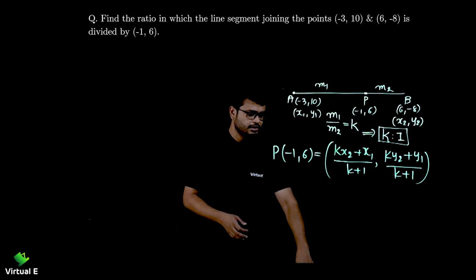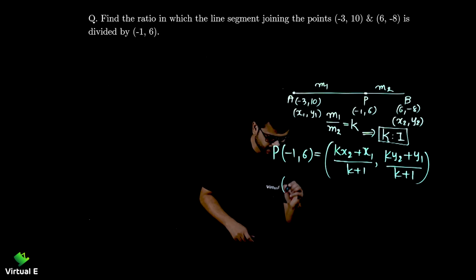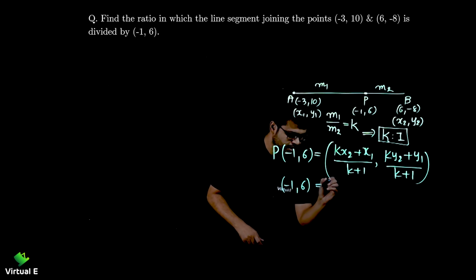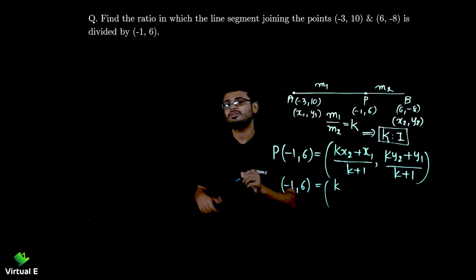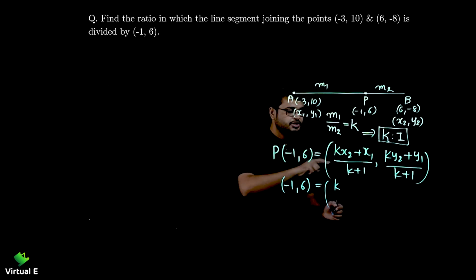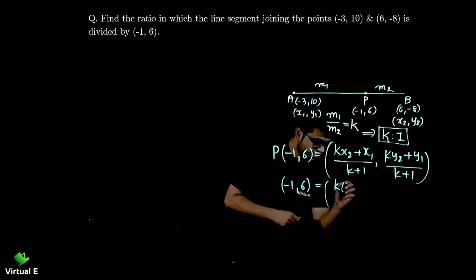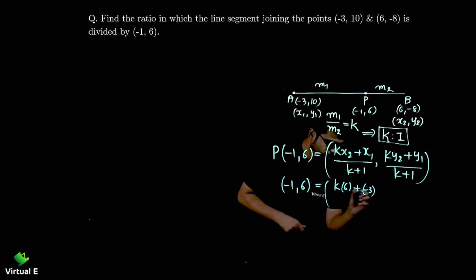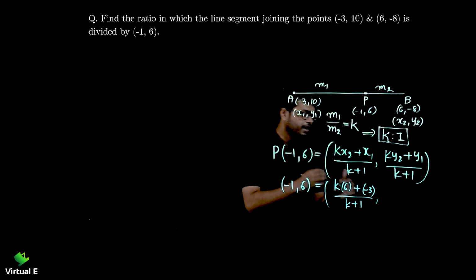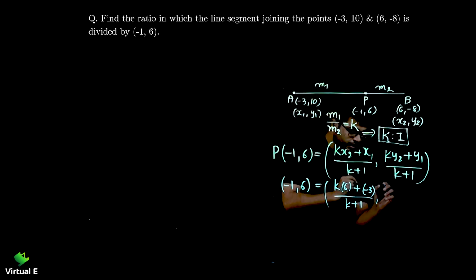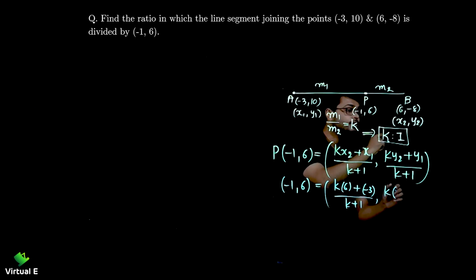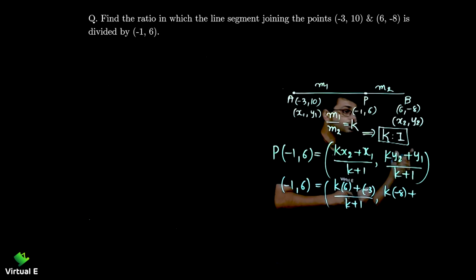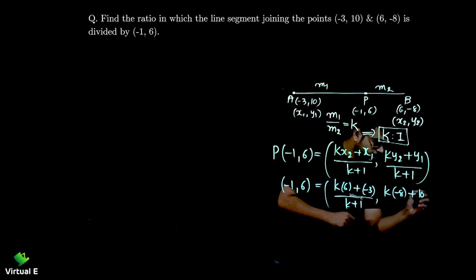So let's start. Here minus 16 will remain as it is. Yes, no worries. K will also remain as it is. Why? Because we don't know. We need to find it. So x2, what's my x2? 6. Then what's my x1? Minus 3. Then here k plus 1. Let's substitute same for the y. Here what's my value? K as it is. Then y2 will be minus 8 plus y1 is 10 over k plus 1.